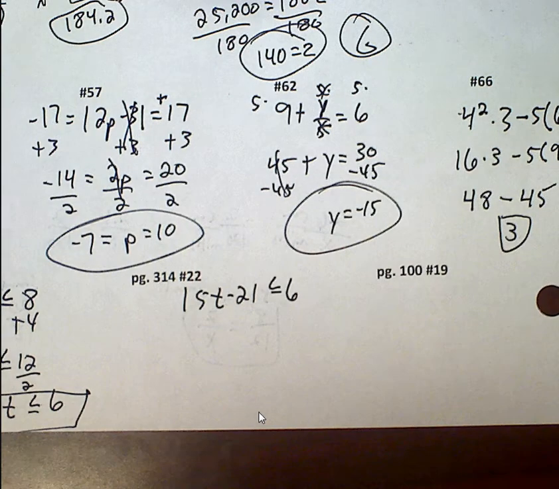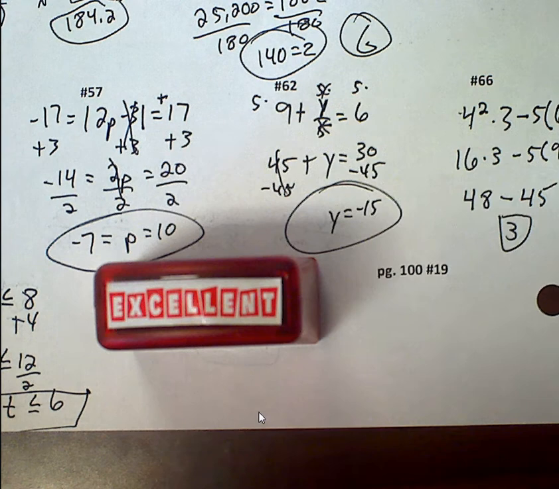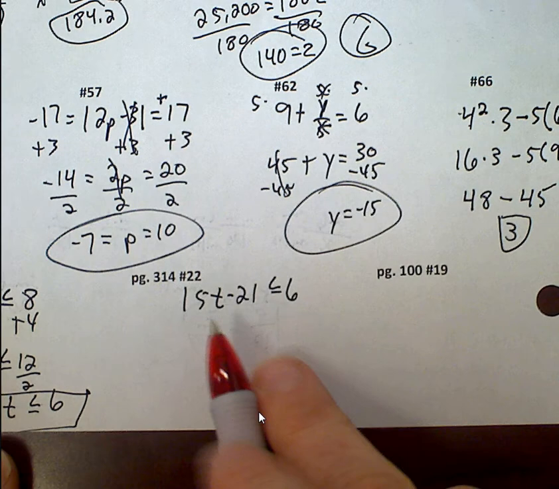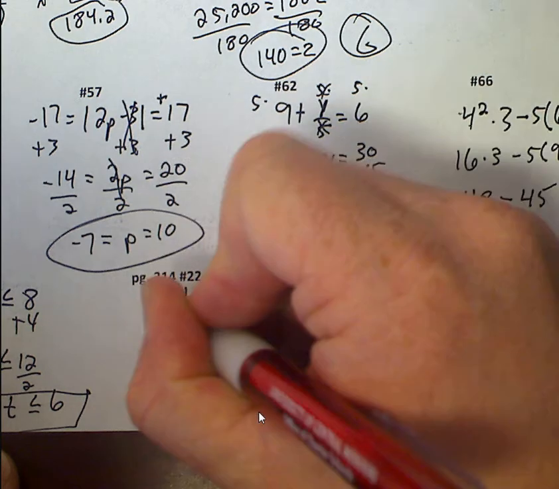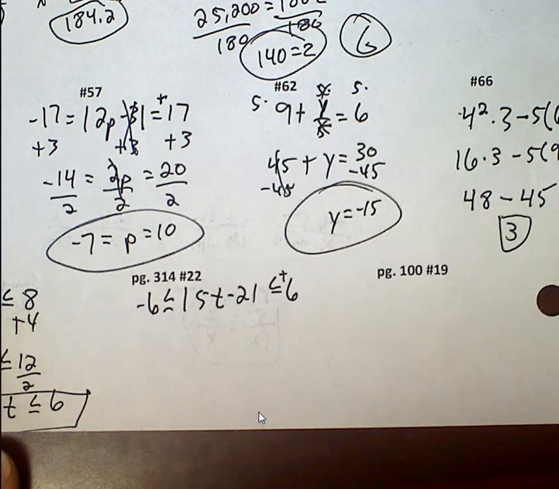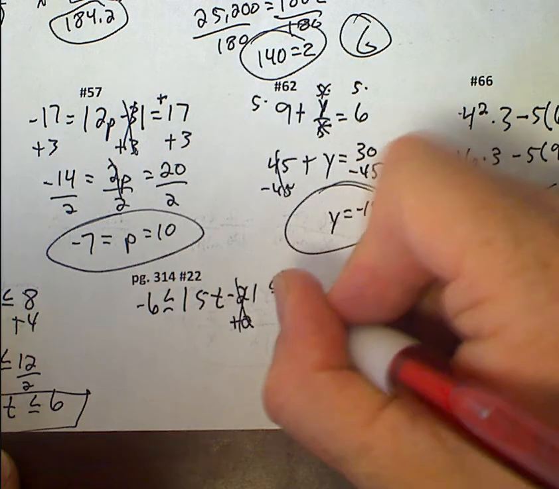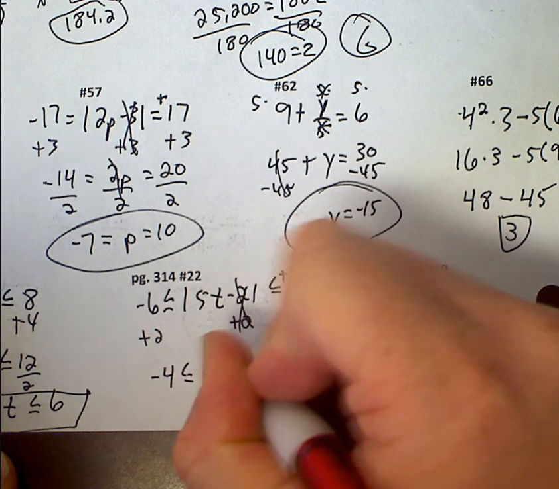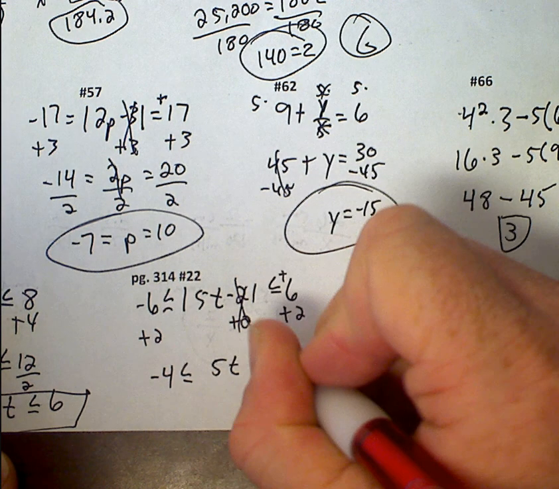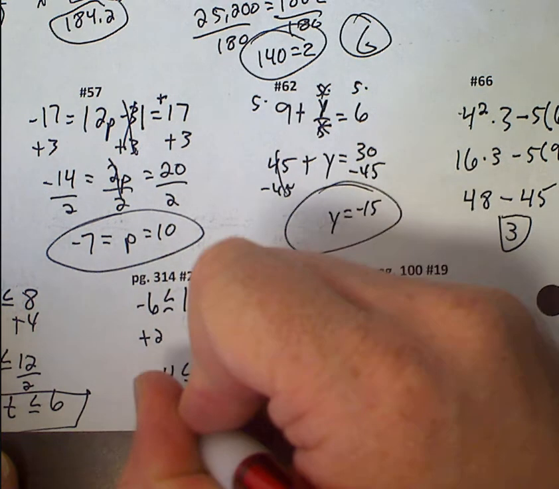Try page 314, number 22. Pause the video and try. Absolute value means I need to take the positive point and I need to take the negative point. Now I can go ahead and add 2. I can add 2 to all sides. That gives me -4, 5t in the middle, 12. I'm going to go ahead and divide everything by 5.